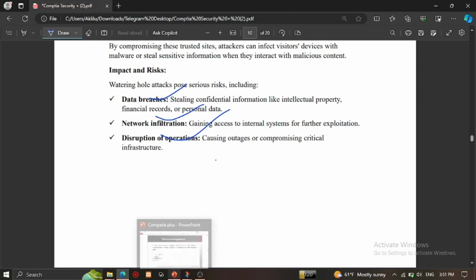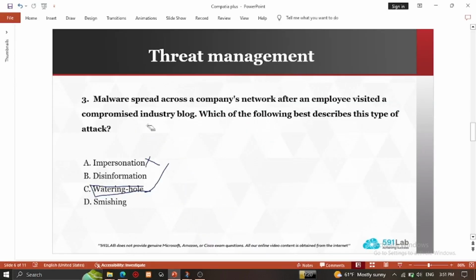So our question is on malware spread across the company. So the correct answer will be the watering hole. Watering hole will be the correct answer.